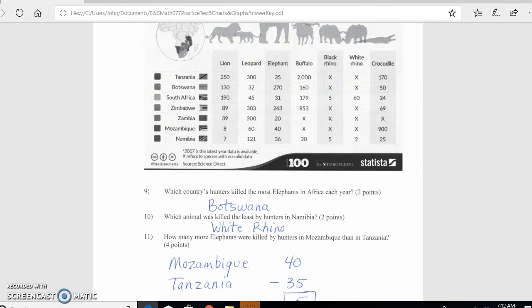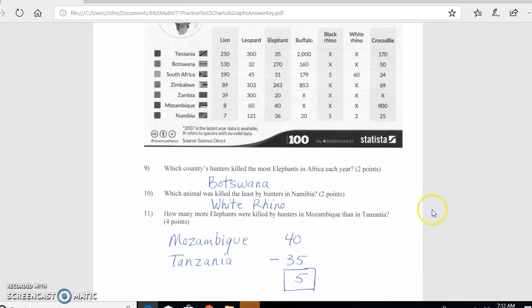And then on question number 11, how many more elephants were killed by hunters in Mozambique than in Tanzania? So we are concerned here with the number of elephants. First, in Mozambique, there were 40 elephants killed, and in Tanzania, there were 35 elephants killed. So how many more in Mozambique than Tanzania? We're going to subtract the 35 from the 40 and find that the difference is 5, and 5 is our answer.